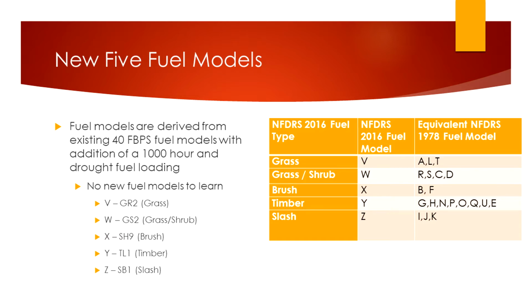So we used the GR2, GS2, the Shrub 9, Timber Litter 1, and the Slash and Blowdown 1 models from Bergen, and we combine that with a 1,000-hour fuel loading and a drought fuel loading, and then we've got our fire danger fuel models that are already being taught to firefighters in their early 90 fire behavior series. We don't have to teach fuel models at all for fire danger. That's kind of nice. We tell them we use these fuel models and we add this 1,000-hour loading and you're done.